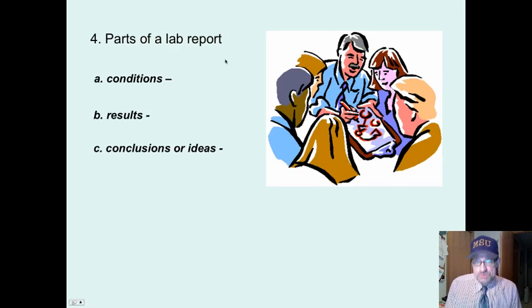There are three parts to a lab report. This is just like any scientific lab report. Conditions, where you describe what happened, the question, and what happened before and during the inquiry. You should be able to replicate the inquiry based on reading this. The results, that's just the data. And then your answers or conclusions based on the data.